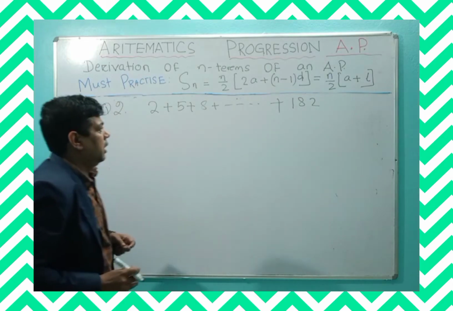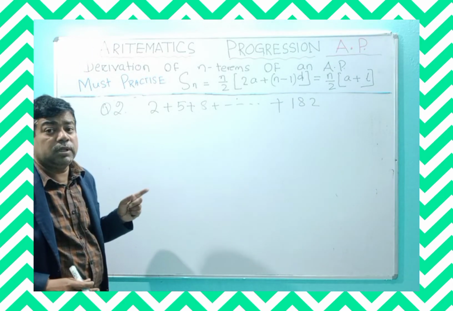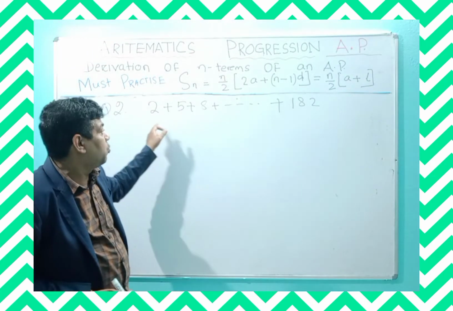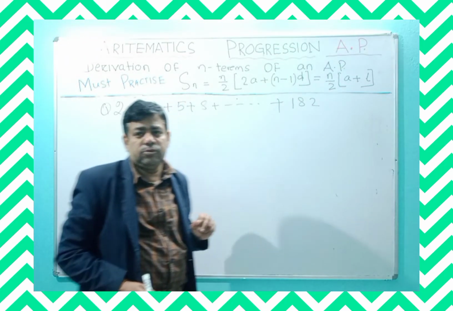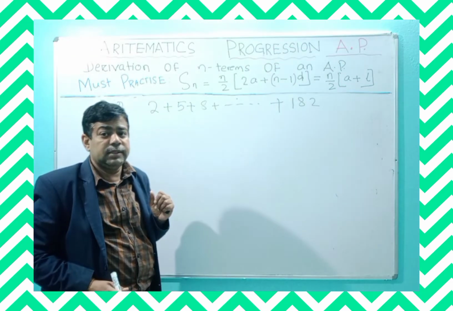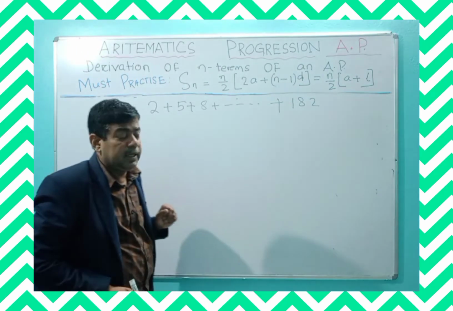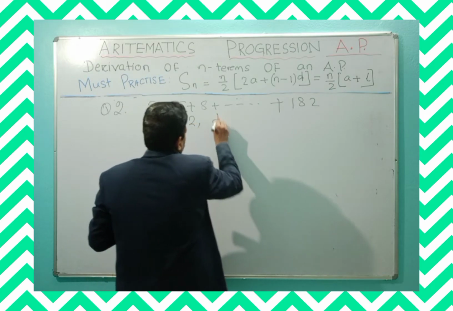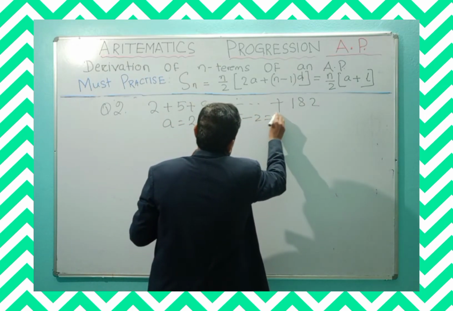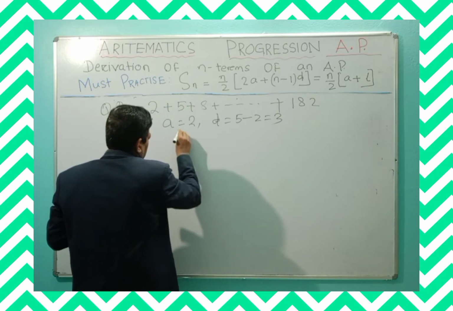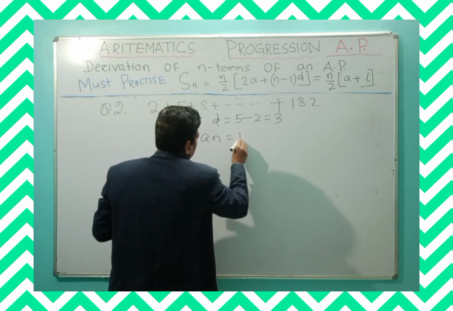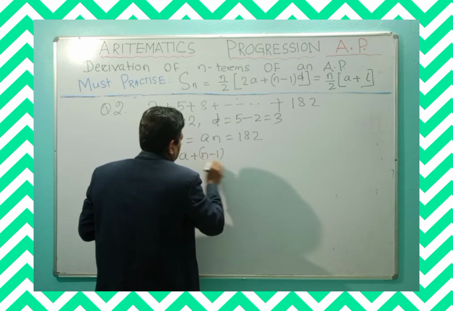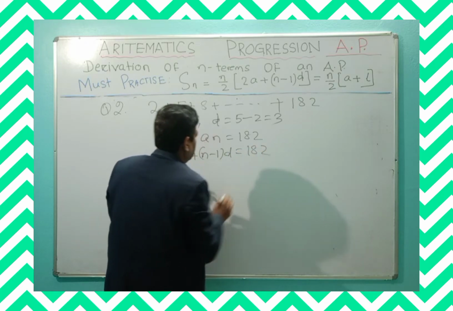Here the number of terms is not given. A series is given: we have to add 2 plus 5 plus 8 plus up to 182. You have to find out how many terms there are. The last term L is given, and the first term is 2, and the common difference is 5 minus 2, which is 3. The last term L is equal to An is equal to 182. It means we can use a plus n minus 1 into d is equal to 182, to find n.